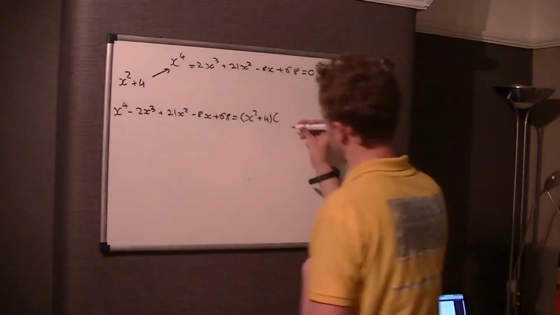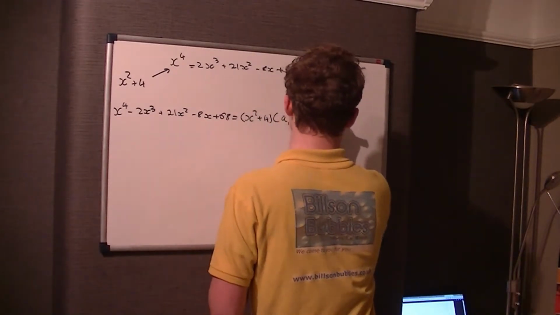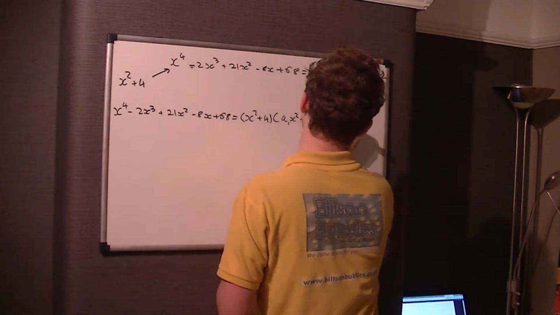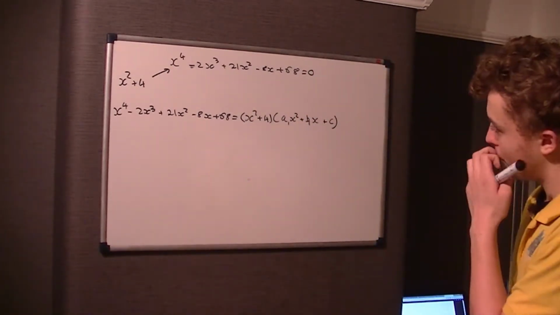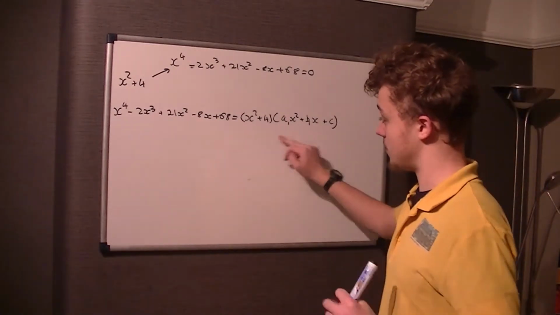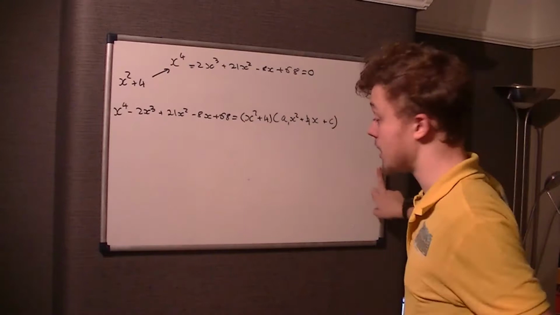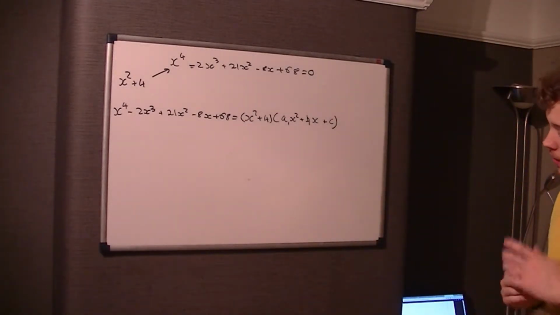So let's go ahead and do that. So that's a1 x squared plus b1x plus c. Okay, so that's what it will look like. Basically what we're saying is this quartic equals this x squared plus 4 quadratic times another quadratic that we've got to find out.